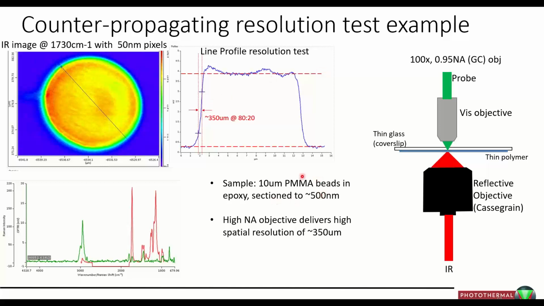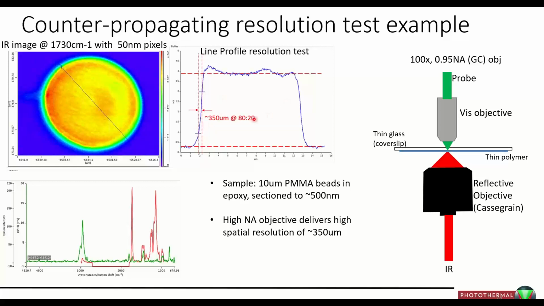So these are PMMA beads, 10 micron PMMA beads in epoxy, and we section these to a few hundred nanometers. We've taken an image of this at 1730, so a single frequency image at the carbonyl peak for your PMMA, and then if we take a cross section through there, that gives us a sense of the achievable spatial resolution. The true, because we're going from one polymer, the epoxy, into PMMA, and looking at how sharp that interface is.